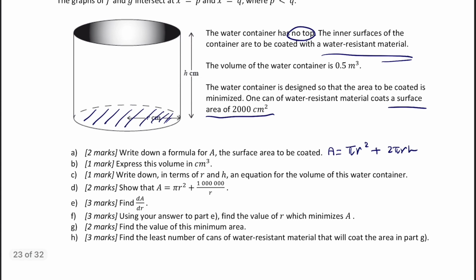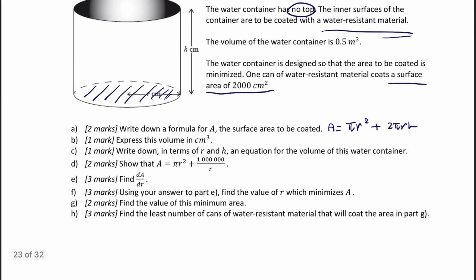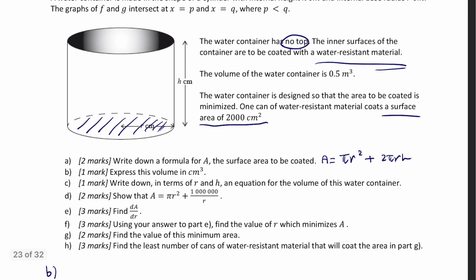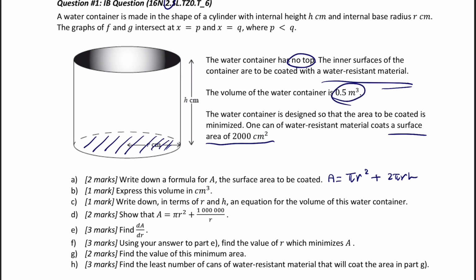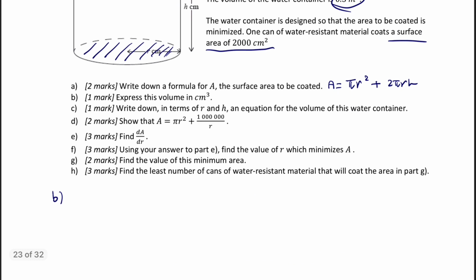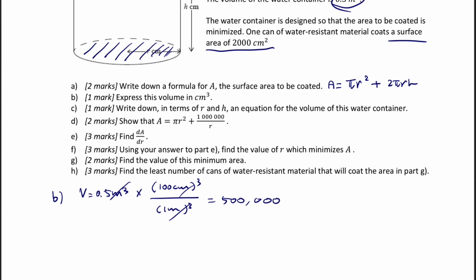Question B, we need to express this volume in centimeter cube. We know that the volume of the can is 0.5 meter cube, so we need to convert it to centimeter cube using a conversion factor. Every 1 meter is 100 centimeter, so we just have to cube it so we can get rid of all the units. Then we get this value as our volume in centimeter cube.